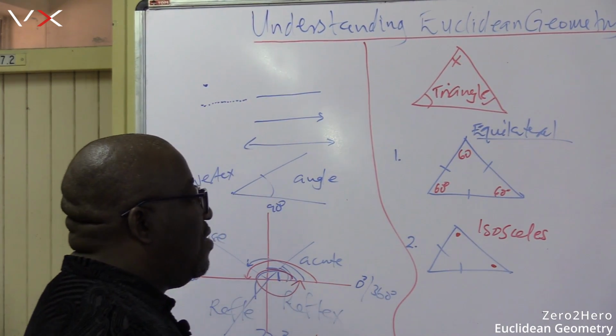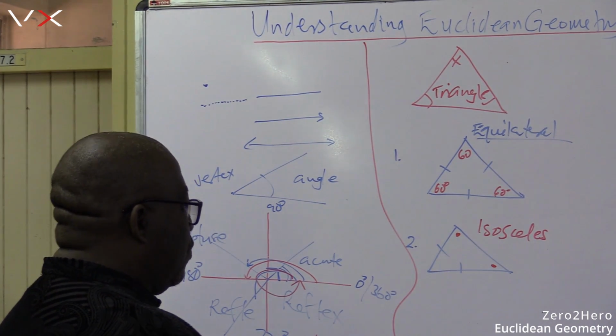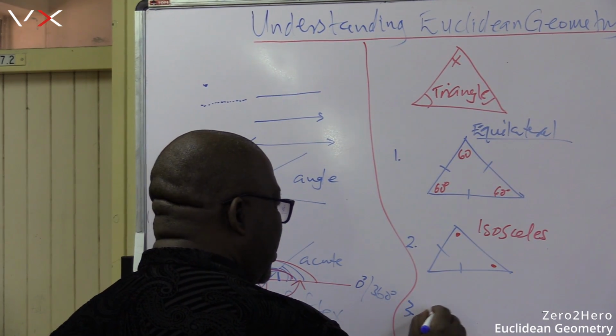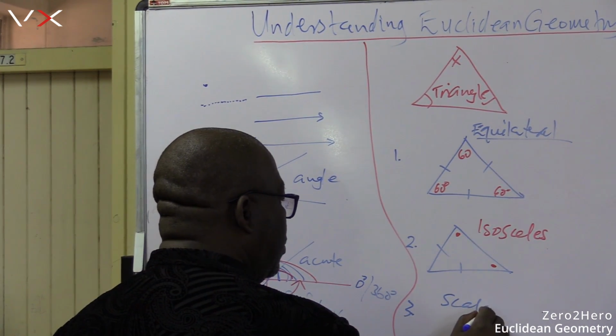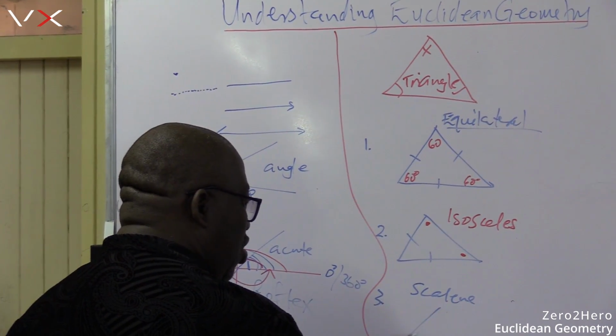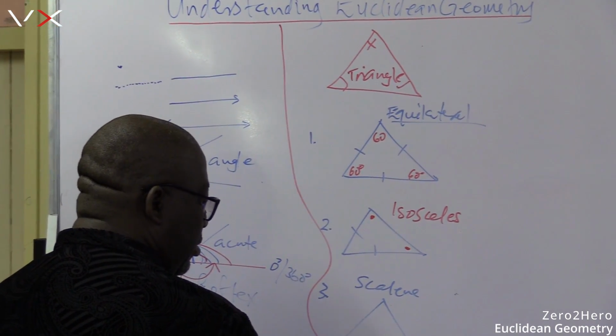So that's the second one. The third one is called scalene triangle. Scalene triangle. What do I know about a scalene triangle?